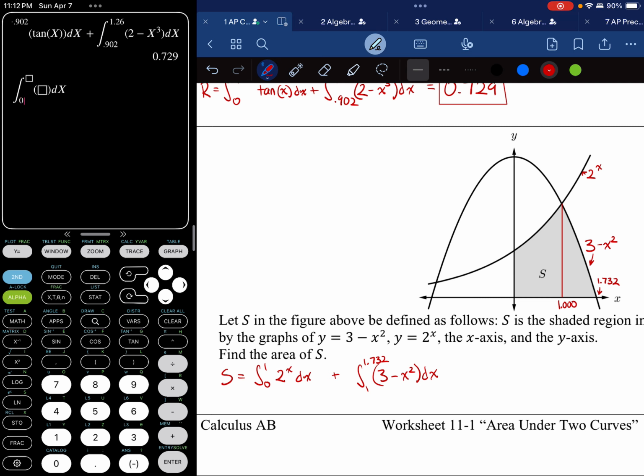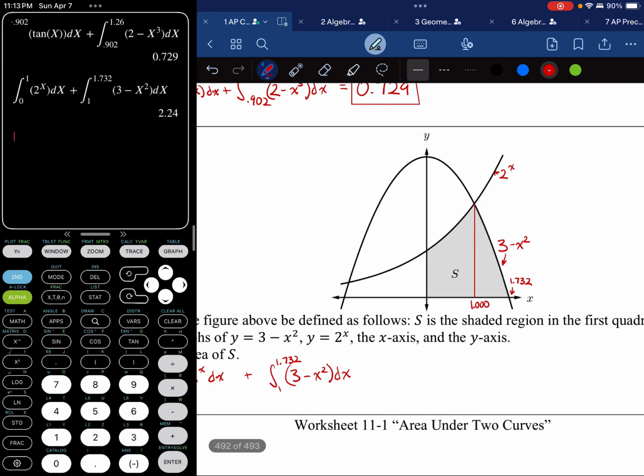So it's going to be math 9, 0 to 1 of the first function, which is 2 to the power of x. Go all the way to the right. Maybe I was like inside, like if I go left there, maybe that's what it was, the error. I'm not sure what it was. So plus math 9, the integral from 1 to 1.732 of the next function, which is 3 minus x squared. And then let's see, ready, set, go.